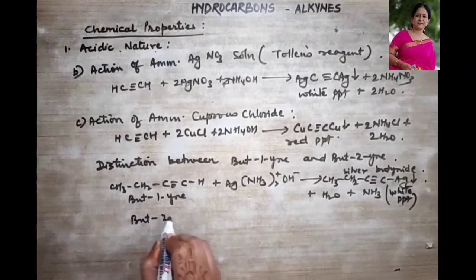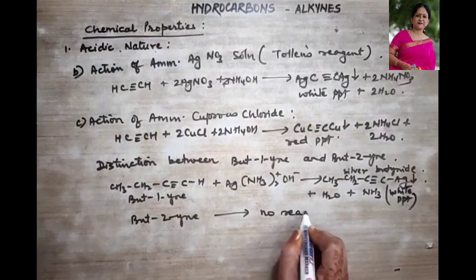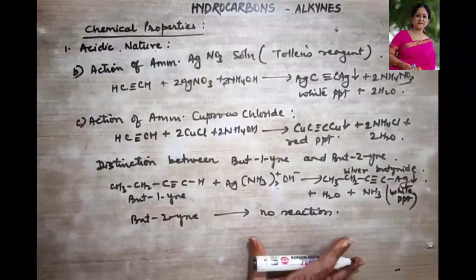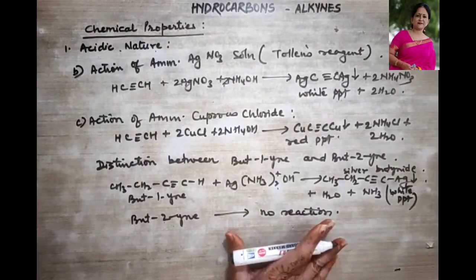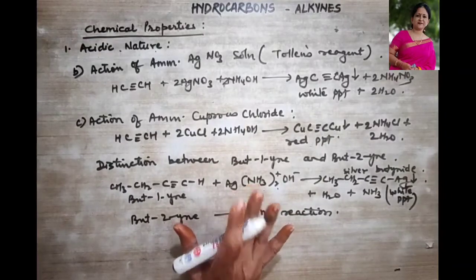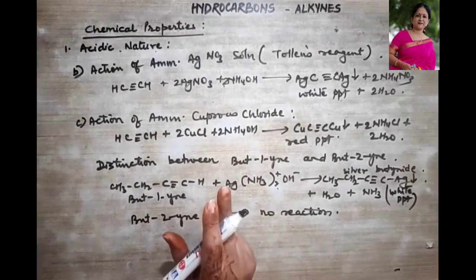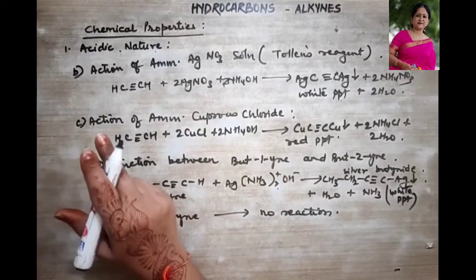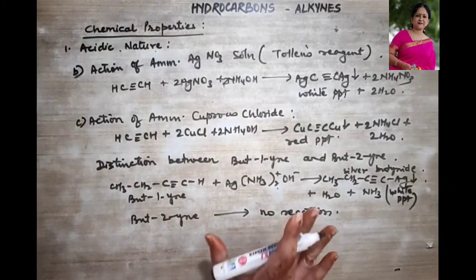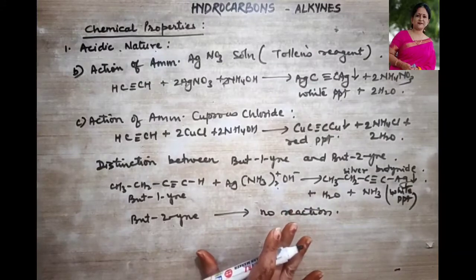But over here, but-2-yne is not going to give you any test. But-2-yne means no reaction with this ammonical silver ion. I hope this point is clear. Even if we take ammonical copper ion, then we are going to see that but-1-yne is going to give us a red PPT of copper butanide, whereas but-2-yne shows no reaction. I hope till here it's very clear.